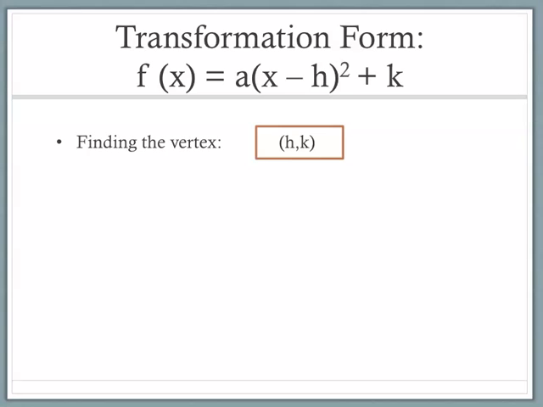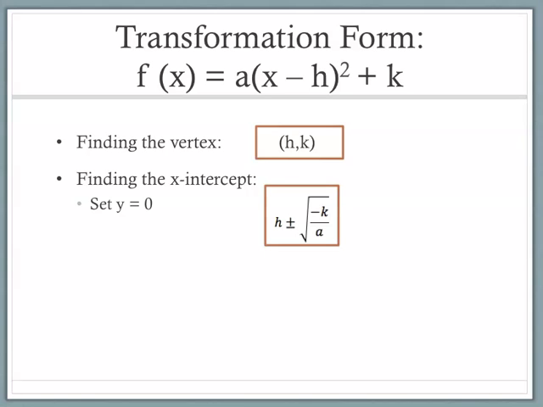Now to find the x-intercepts, if you set y equal to 0 and then solve for x, you will end up with x equals h plus or minus the square root of negative k over a. Now you can see here that that gives you two values because you have the plus or minus. However, if what's under the square root is equal to 0, then you'll just have one x-intercept.